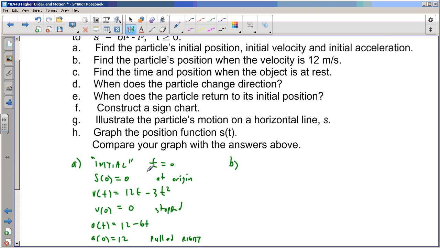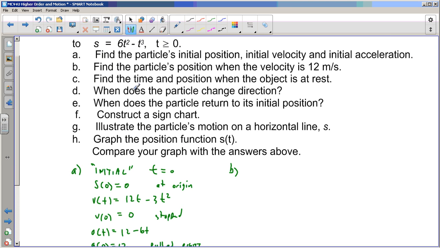S at 0 is 0. I just put in t equals 0 and I get that. Take the first derivative and I get 12t minus 3t squared, and then I substitute 0 and I get 0 again, which means it stopped. S is 0, means it's at the origin. V at 0 means it stopped.